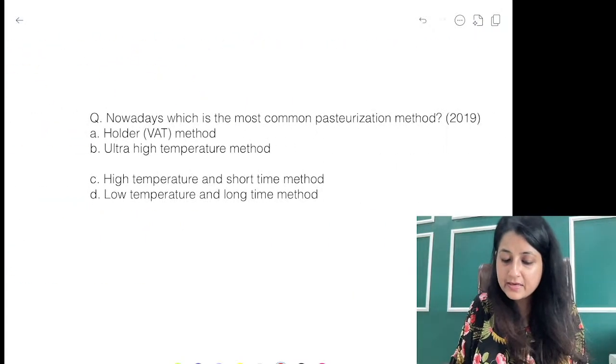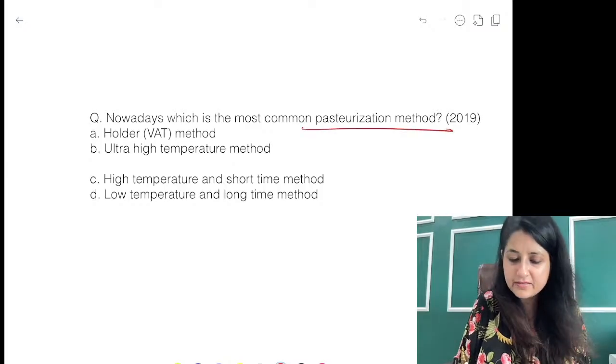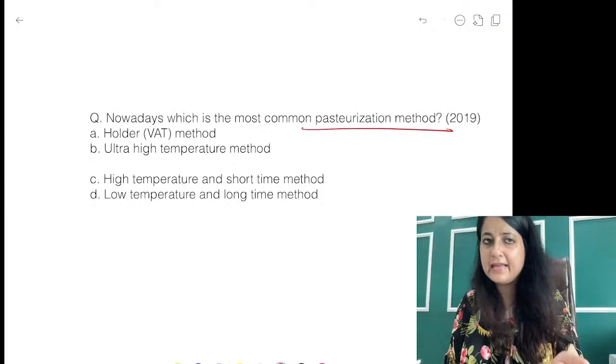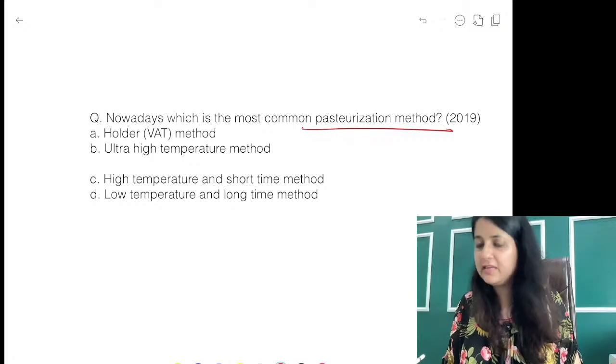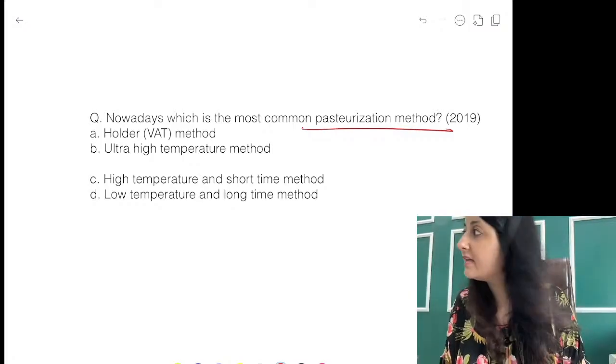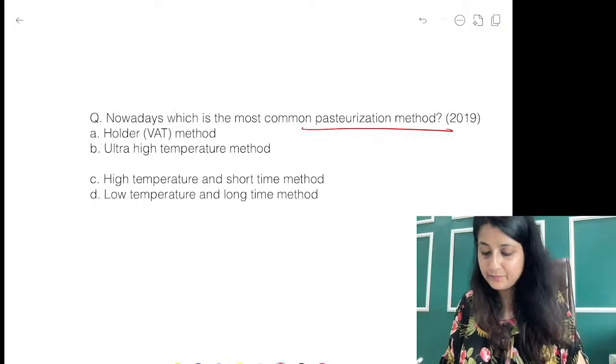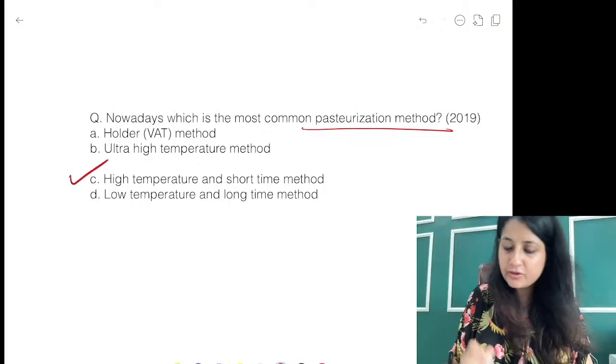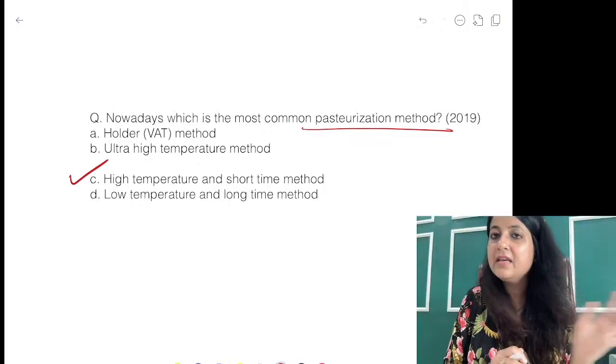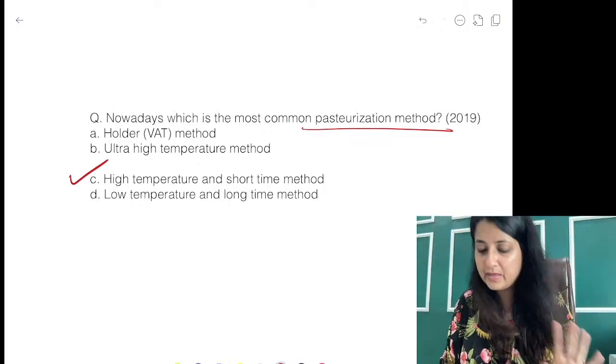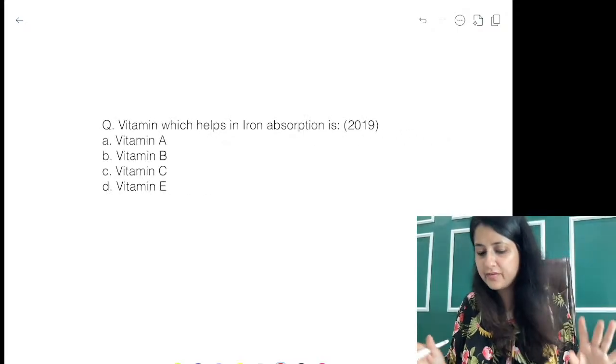Okay, next one. Nowadays what is the most common pasteurization method? I already told you, write the answer as quickly as you can. Most common pasteurization method, already discussed. Good. High temperature short time method, and we have seen that within 15 seconds it also has to be cooled. So I'm not taking too much time over here.